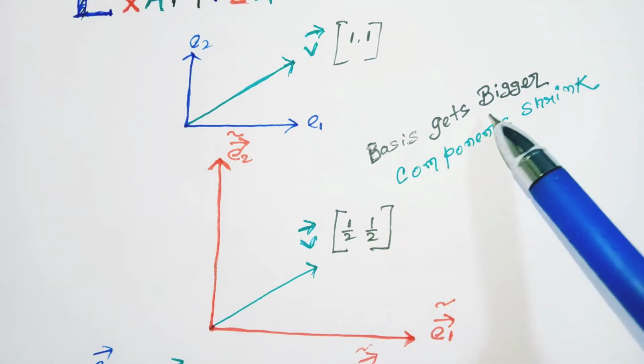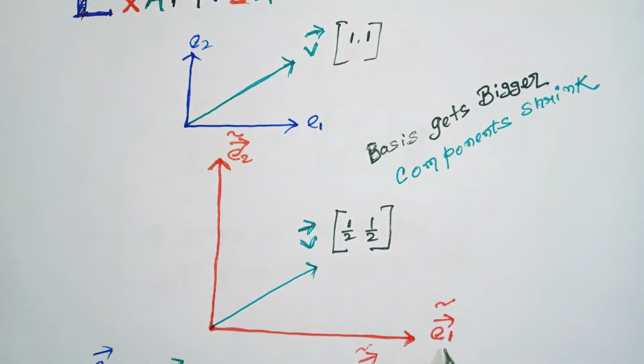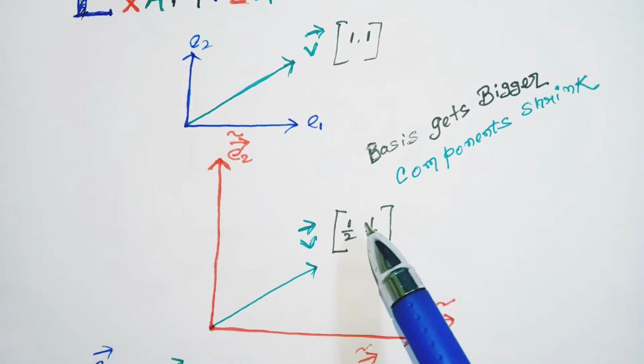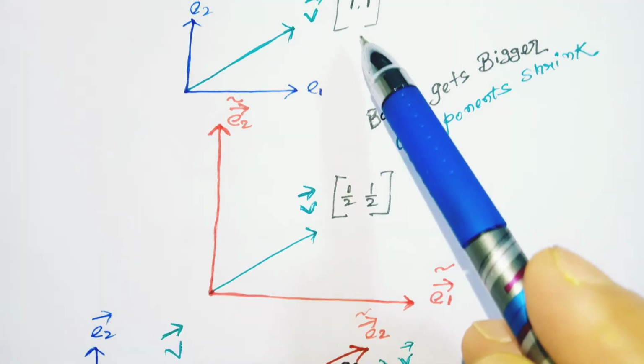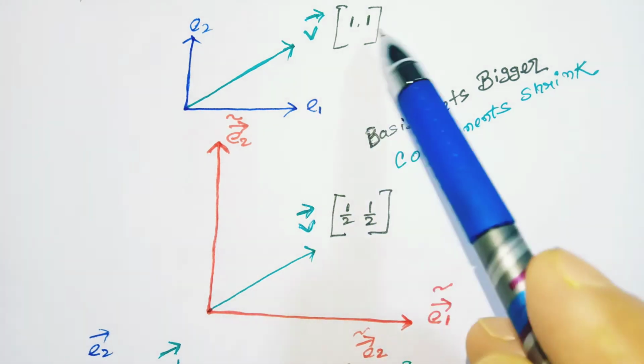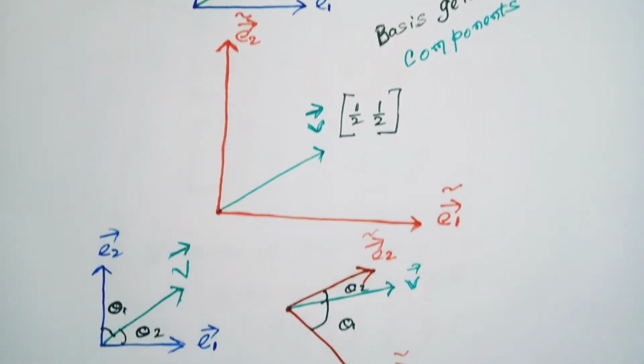So I have written that the basis gets bigger, that means E1 and E2 get to E1 tilde and E2 tilde, and the components shrink. That means it becomes half and half. So here the elements are 1, 1. We have scaled these basis vectors to twice the size, and the components have gone down to half and half.